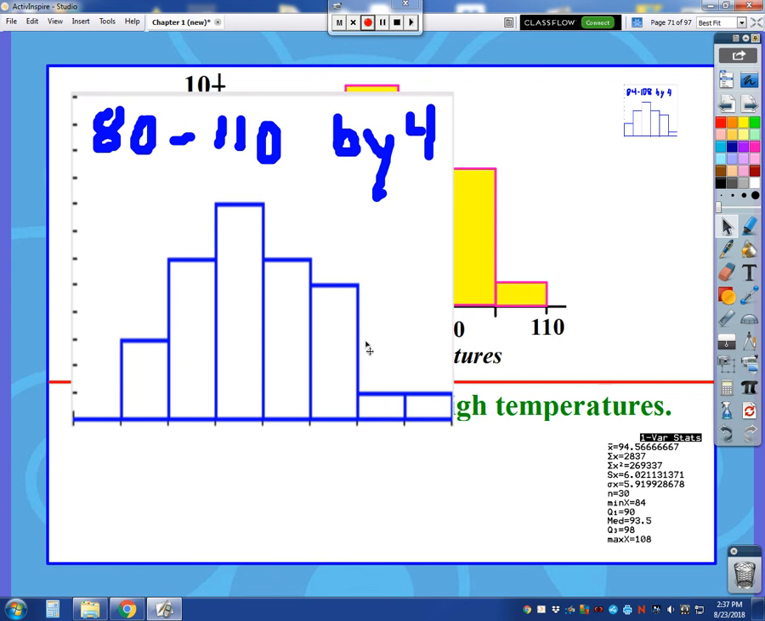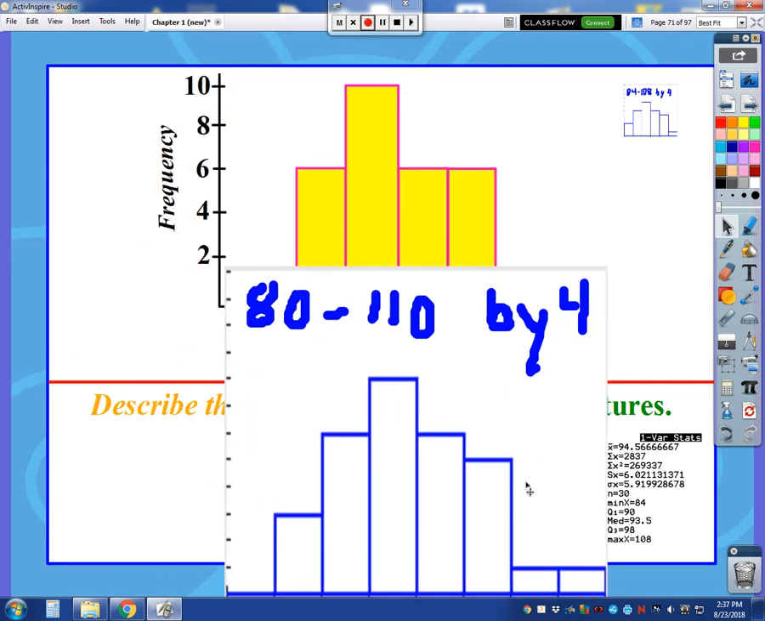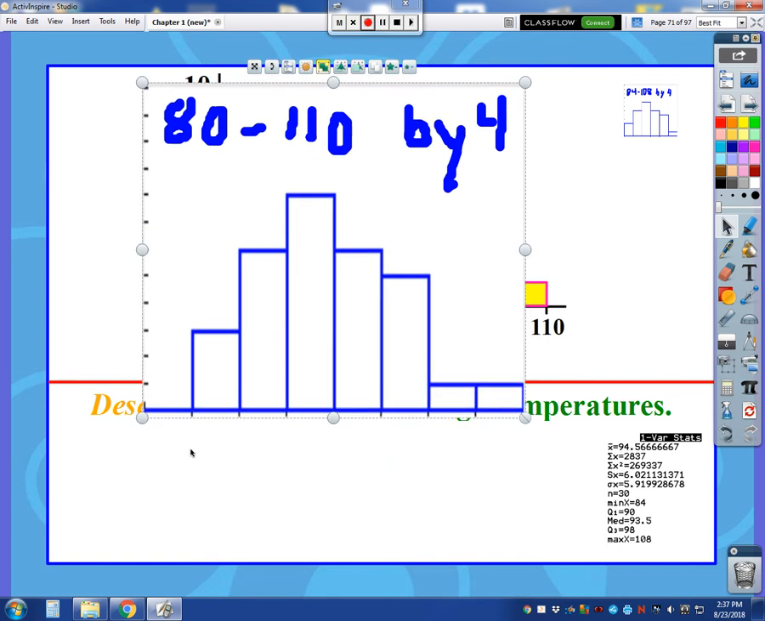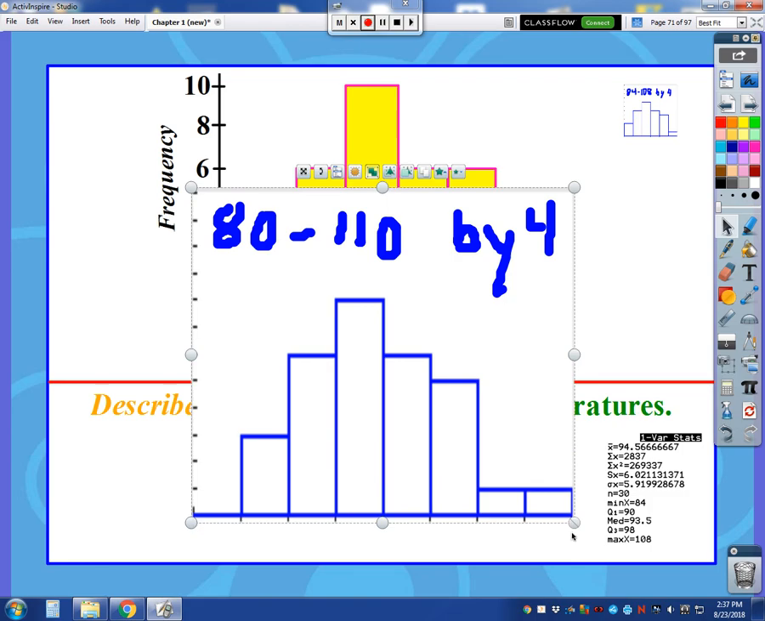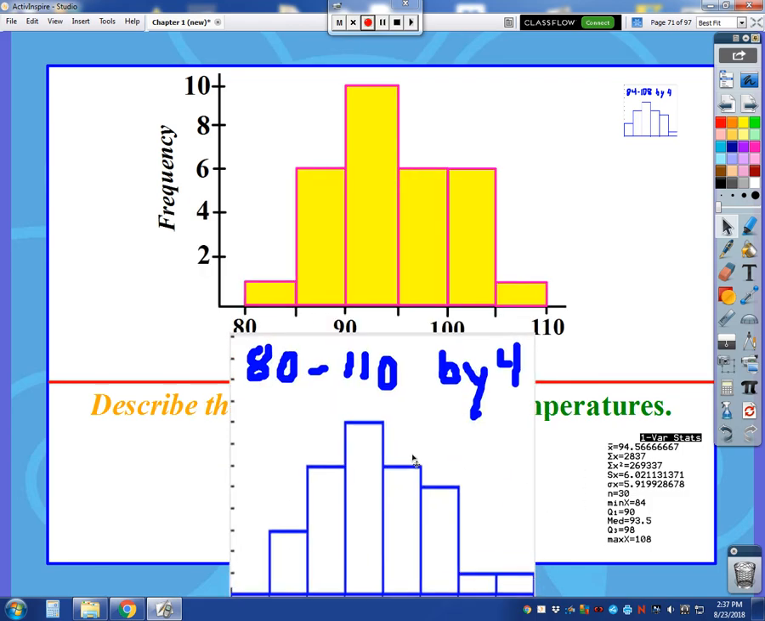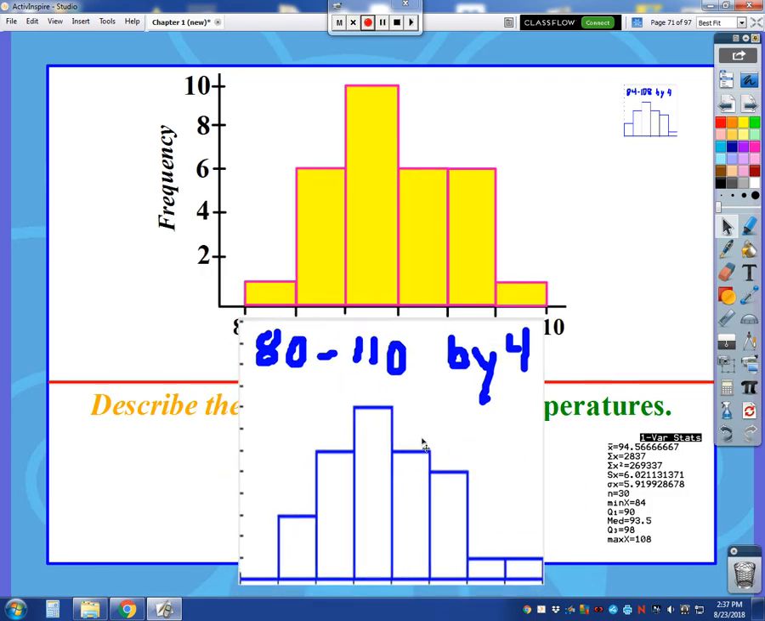Here's what the histogram looked like on my calculator, which you can kind of imagine looks like what I've got there. But here's if I started at 80 and went to 110, so the same thing that I just did here, but what would happen if I counted by fours instead of by fives? And does that really change the shape of the histogram? Does it look different? And it does look slightly different, right?